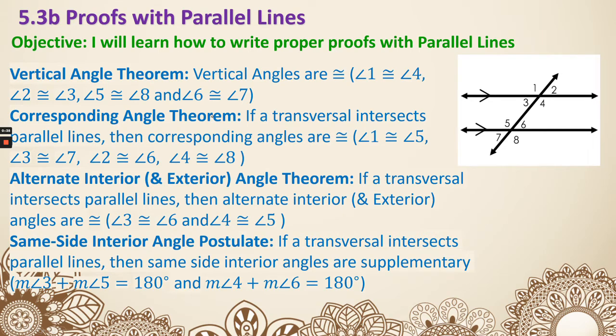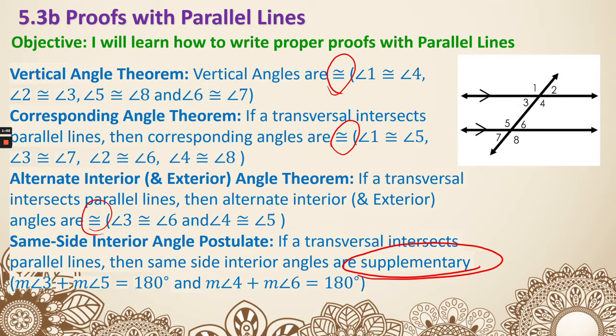Next, corresponding angle theorem. So if a transversal intersects parallel lines, then corresponding angles are congruent. As you can see, for the first few, they're all congruent. The third one, alternate interior or exterior angle theorem. That's still congruent. And the fourth one, same side interior angle, and this is what I want to emphasize.